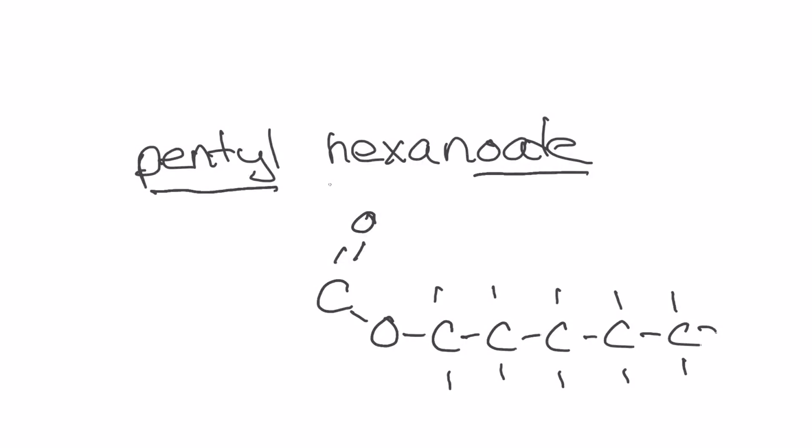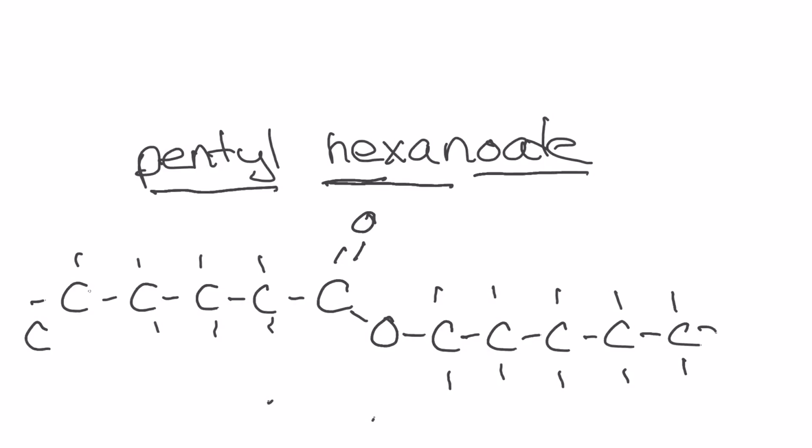And the carboxylic acid side had 6 carbons. I know that from the hex. So this counts 1, 2, 3, 4, 5, 6 carbons. Oops, maybe I'll have to bend it to the side. Sorry about that. And then we can add the hydrogens. So this is pentyl hexanoate.